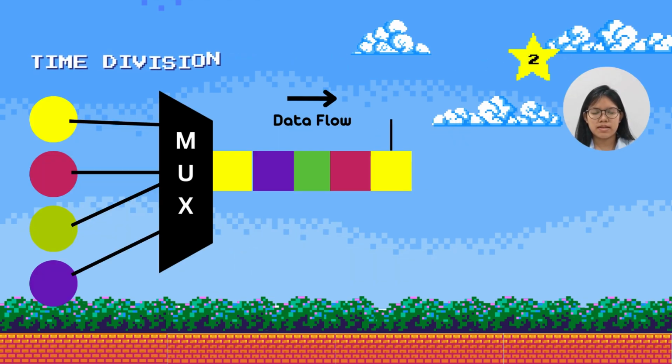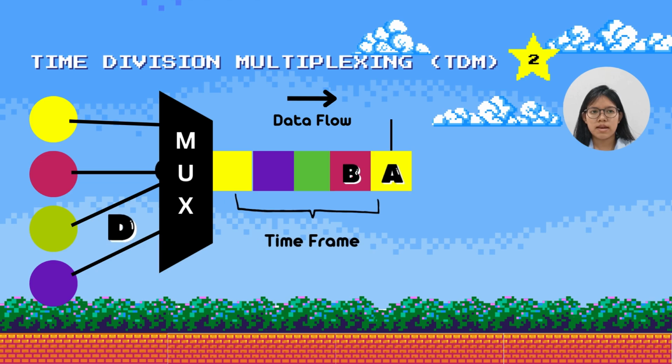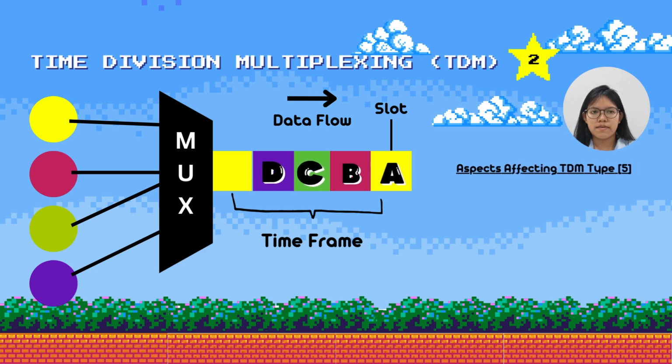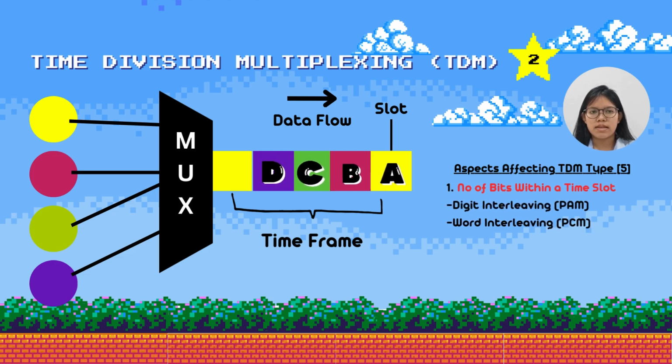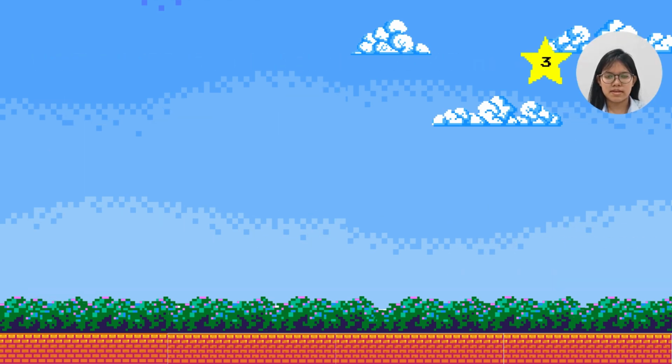Next, time division multiplexing (TDM) is a technique used to transmit multiple signals simultaneously over a single communication channel by dividing the time frame into slots, one slot for each message signal. As a result, several signals share the channel without interfering with each other. There are two aspects affecting the TDM, which are the number of bits within a time slot and the sampling rate of message signals.